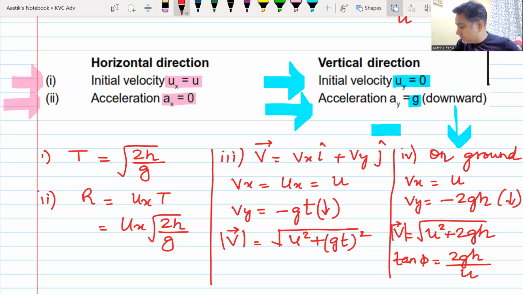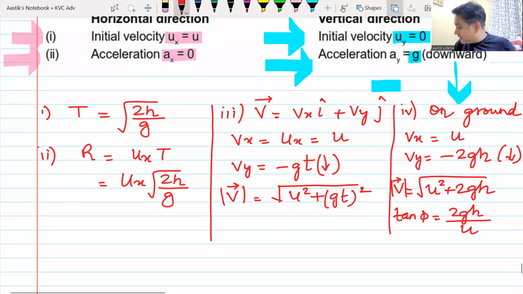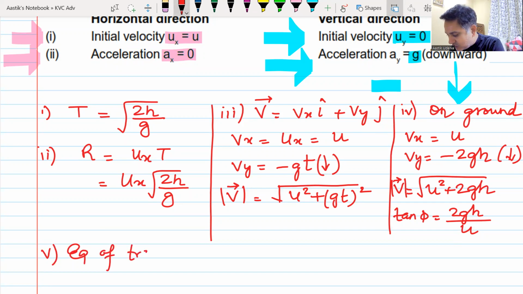Done, sir. Then the last thing, point number 5, is the equation of trajectory for this. And remember, the same equation is valid. The only thing is the value of tan theta. Theta is 0. Do we understand this? The angle is 0. You just put the value of tan theta as 0.